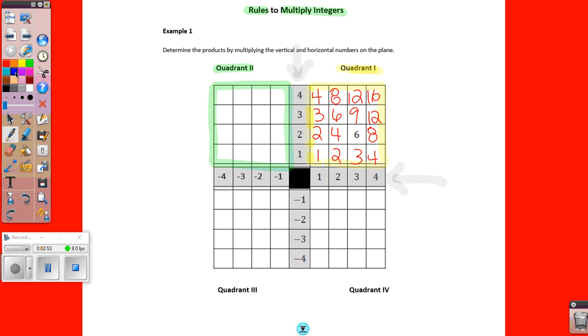So if we did -1 times +1, our answer is going to be -1. -2 times 1, that gives us -2. -3 times 1 is -3. -4 times 1 is -4. Now you may be wondering, wait, how do we know this? And again, I have this product set up in a grid so that you can look for a pattern.